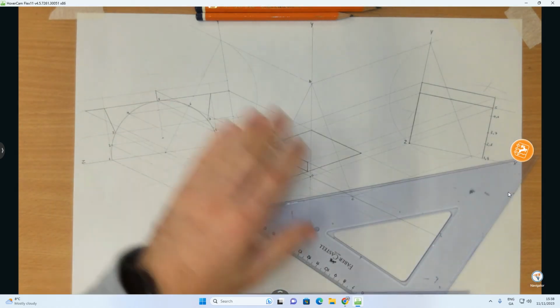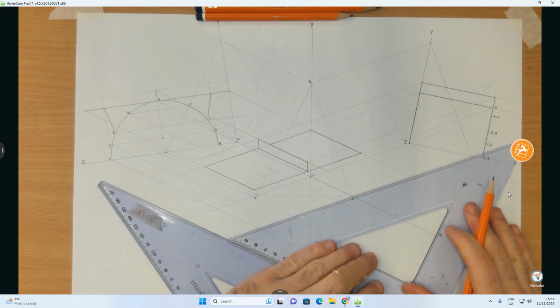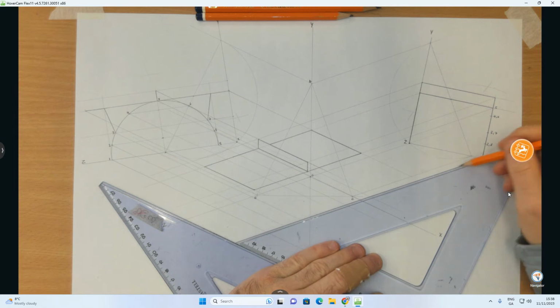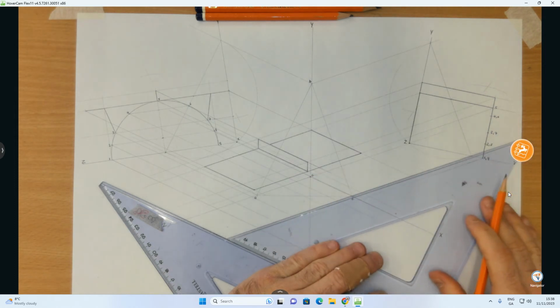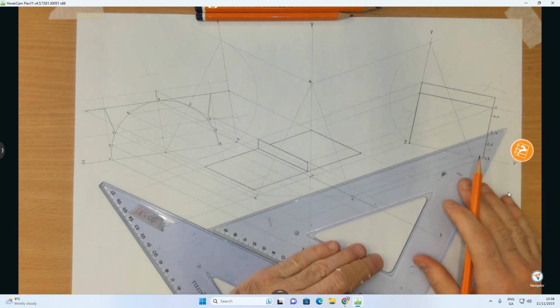Now let's just do the same at the opposite side. So parallel to this line, for 1 and 9, it looks like it should go far enough. Extend it down. 2 and 8, 3 and 7.